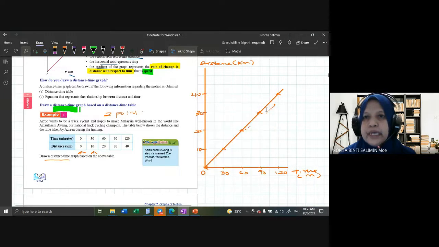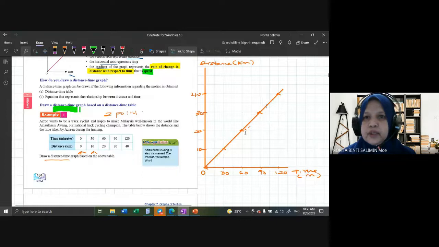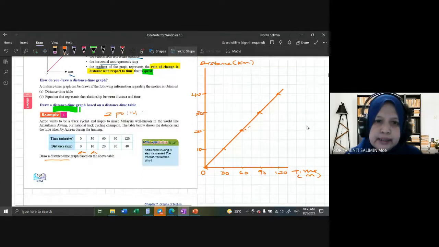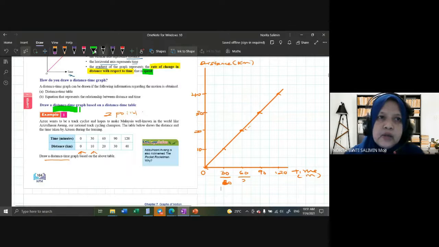Any questions? No, teacher. Okay, can you understand how to draw a straight line? Yes, teacher. Okay, look here. This is Azri's journey from distance 0 to distance 40 kilometers. In how many minutes? 120 minutes. How many hours is 120 minutes? We have to convert minutes to hours, so we divide by 60.